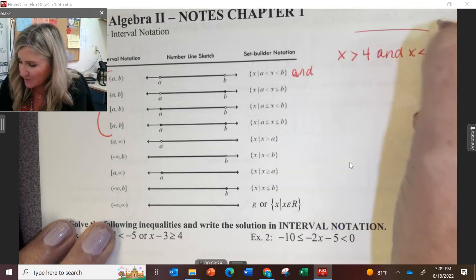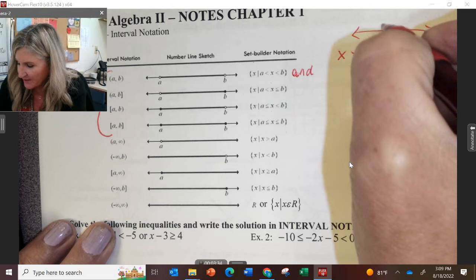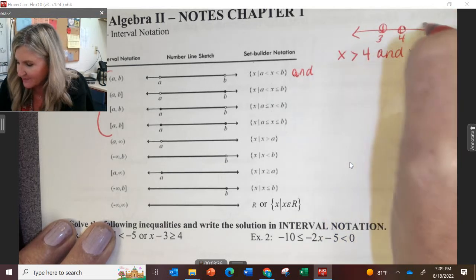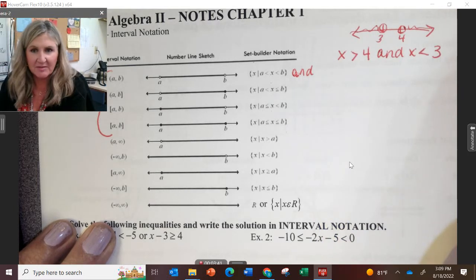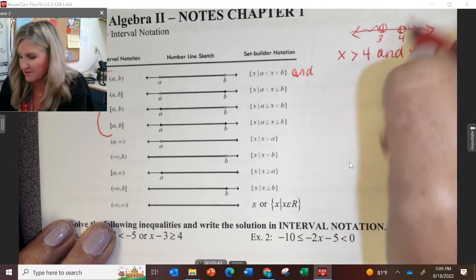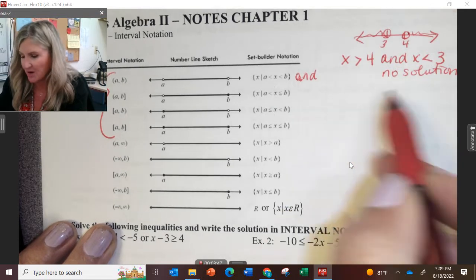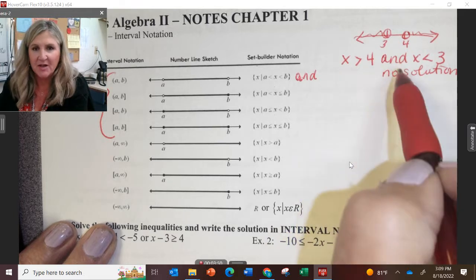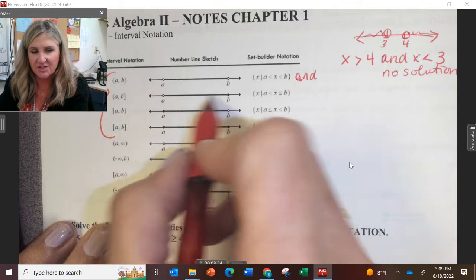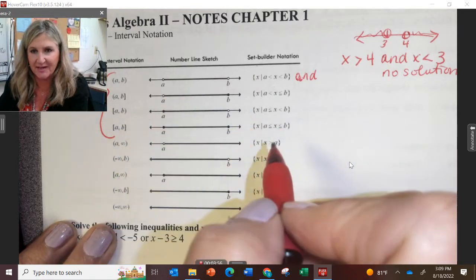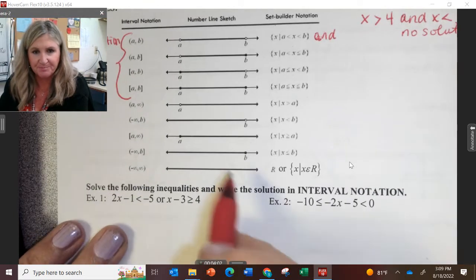Think about that on a number line. We have 4, we'd have an open dot. We have 3, we'd have an open dot. We have to be greater than 4 and less than 3. Is that possible? No. So this is going to have no solution. There's no solution to this problem because both of these can't be true. In order to be an and problem, it has to be this middle part that's shaded in order for it to be a conjunction and an and problem. So that problem, of course, has no solution.